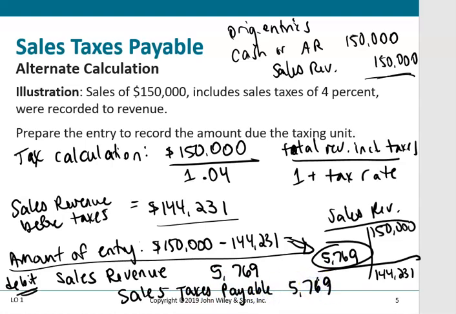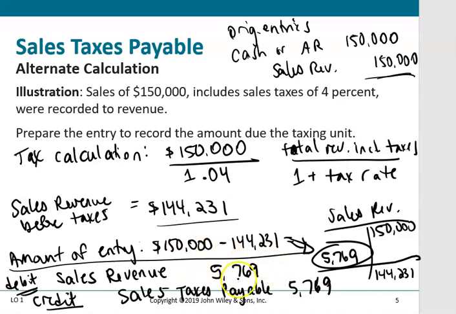Why would a company do this? Well, it's easier to do it this way. Every time you're booking a journal entry, you don't have to separately track and account for the sales taxes payable. Just do it one time at the end of the accounting period, or at the time the payment needs to be made to the government.